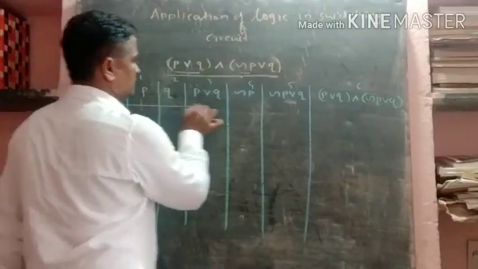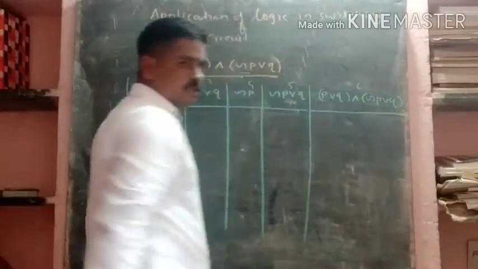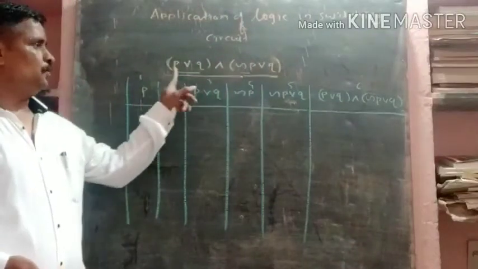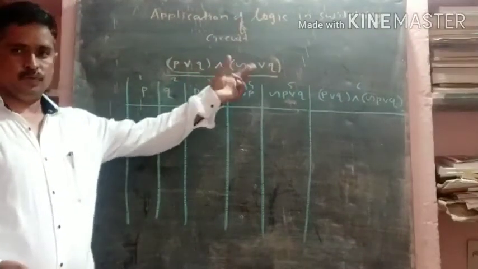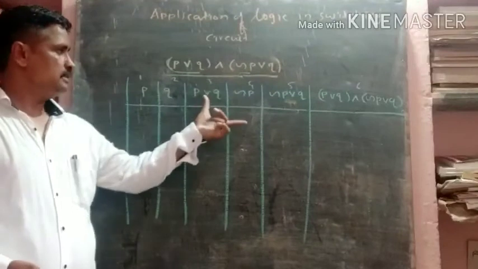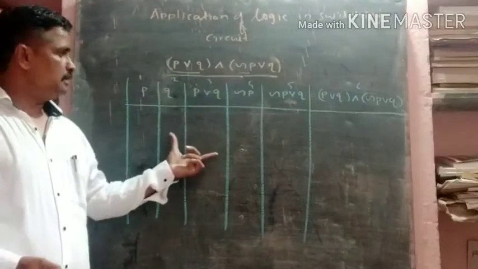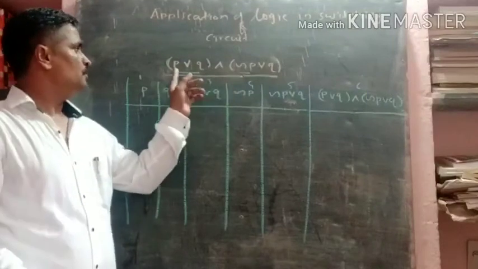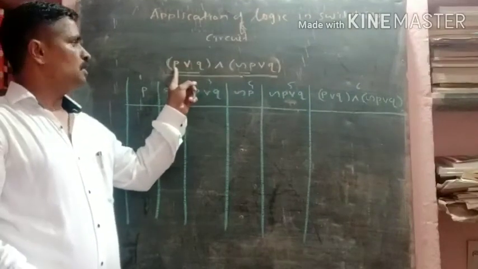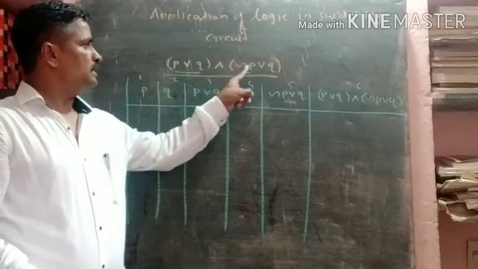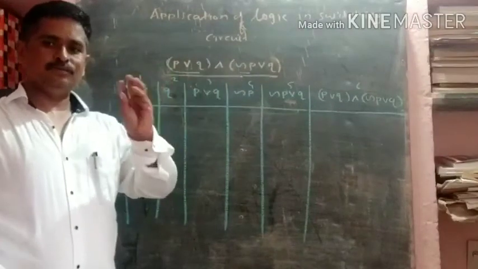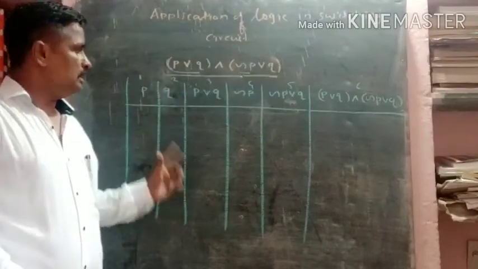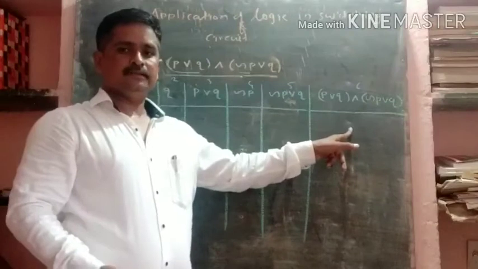There are 4 rows, because we have 2 statements, and the table has 6 columns: 2 plus the number of basic connectives 1, 2, 3, 4, so 4 plus 2 equals 6. So 6 is the number of columns present in this table.